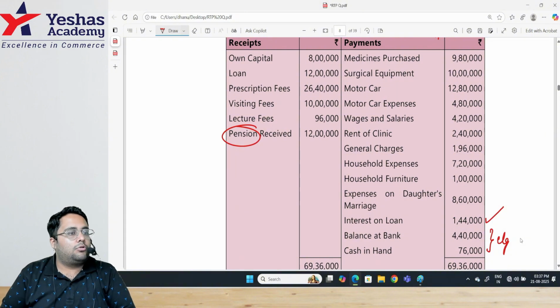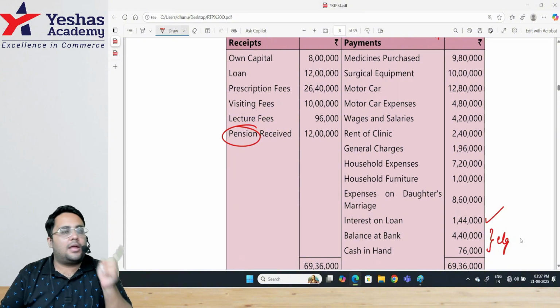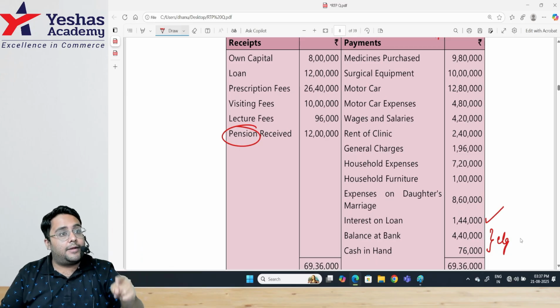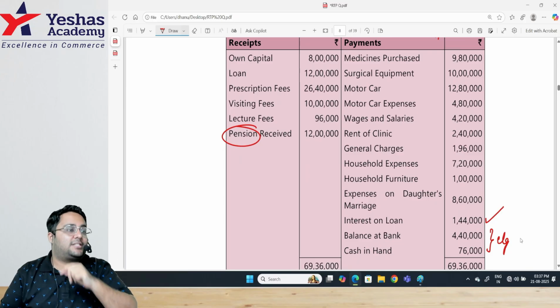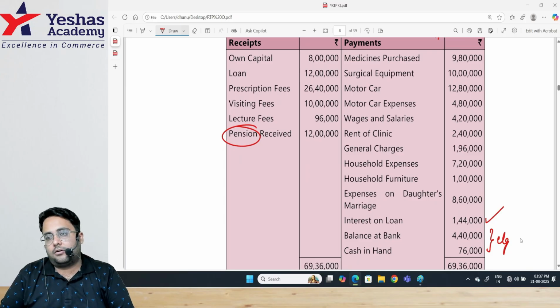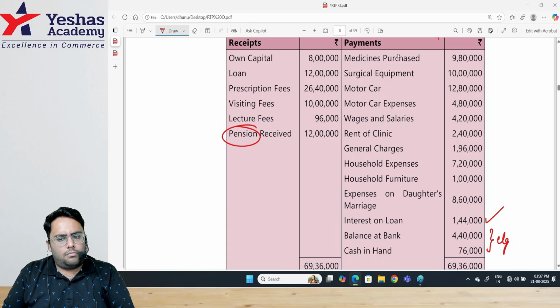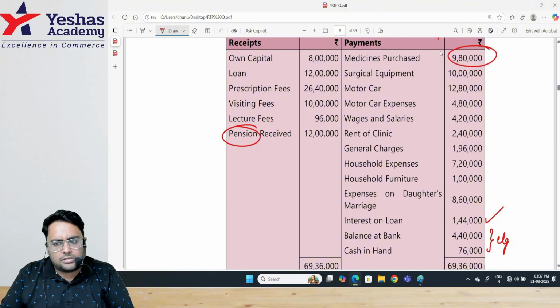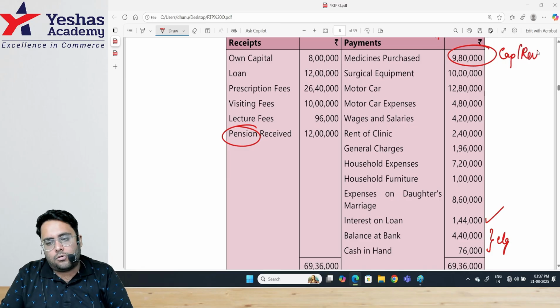You understood which item to take where? I hope you will be able to prepare income and expenditure account and capital account. All the items which were drawings, where will it go? Capital account, debit side. I hope that's clear. Medicine purchased, where should it go? Will it go to capital or will it go to revenue?